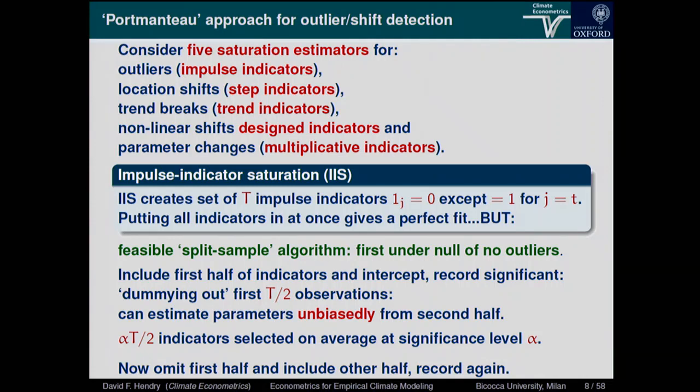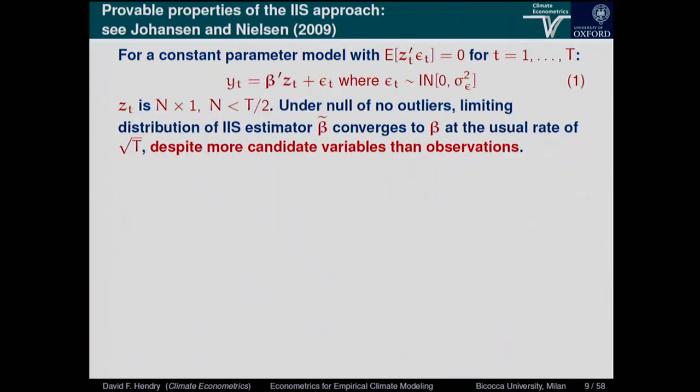So we include half the indicators in the intercept and the other variables. We record which indicators are significant. And all that does is dummy out the first half of the observations, and it's estimating things in the second half, which is perfectly respectable. You could have just picked the second half as your data set and not dummied out the first half. But doing that tells you what goes wrong in the first half, conditional on what you observe in the second half. Then you reverse it. You drop the ones in the first half, you put in the second half, and you see what goes wrong in the second half, given what's conditional in the first half. And that's how we explain why you can do this, and it works.